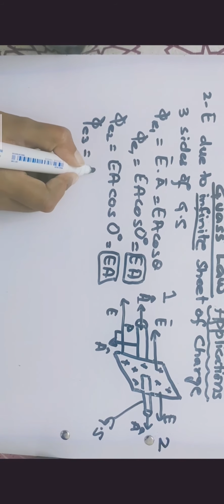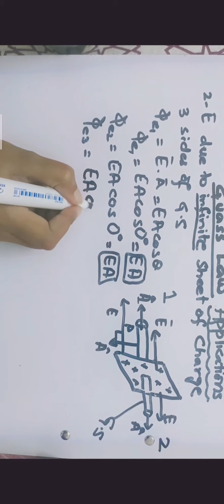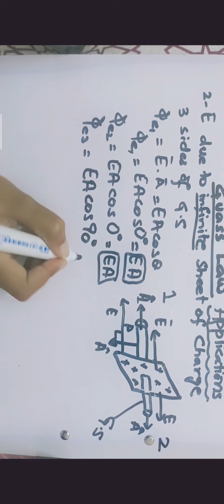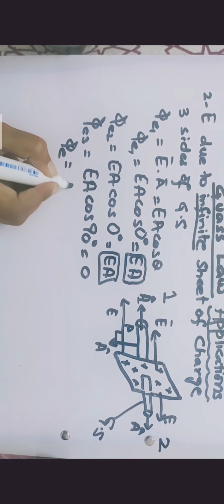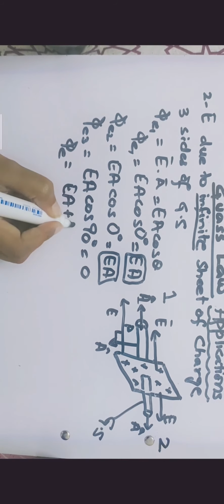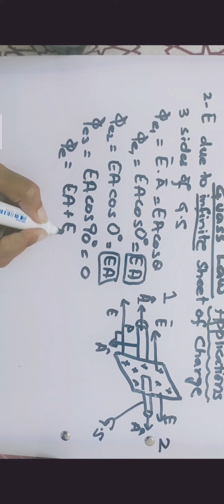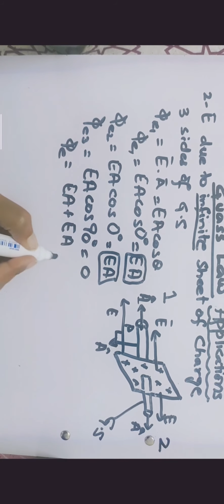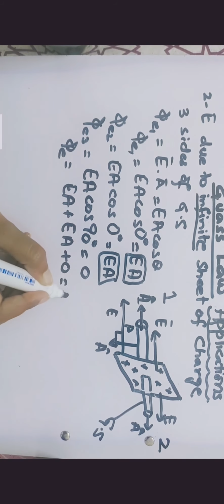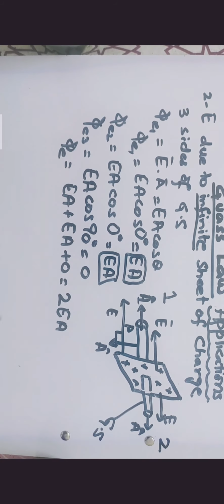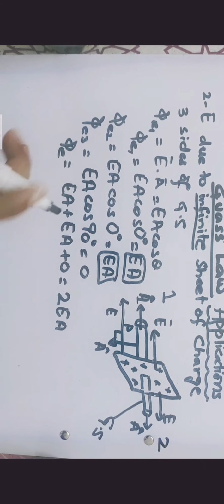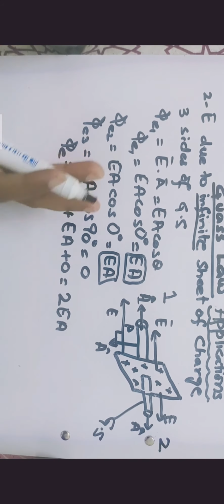So for any point on the curved surface, theta equals 90 degrees, so the flux would be 0. Calculating the total flux, it would be EA plus EA plus 0. So the total flux in this case would be 2EA. So we have calculated the total flux experienced by this Gaussian surface.